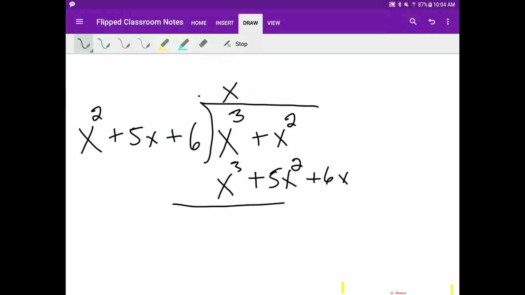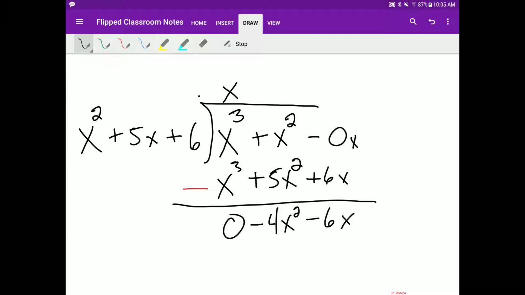And then just like in long division, you may remember from a long time ago, we're going to subtract. So x cubed minus x cubed is 0. x squared minus 5x squared is minus 4x squared. And for the 6x, essentially there's a 0 up here times x as a placeholder, and that's going to be minus 6x. Then we're going to do this again.